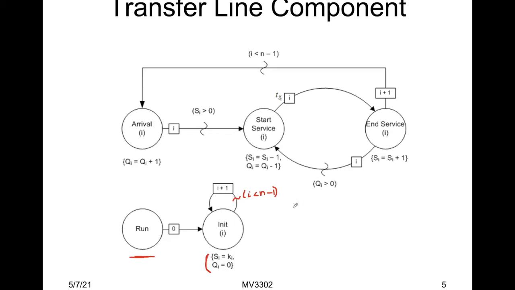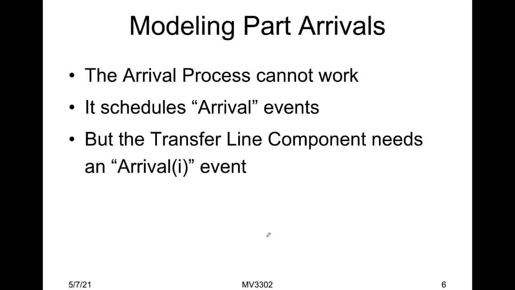Then let's say, supposing n is equal to 3, is 0 less than 2? Yes. So then it will schedule another init with 1.